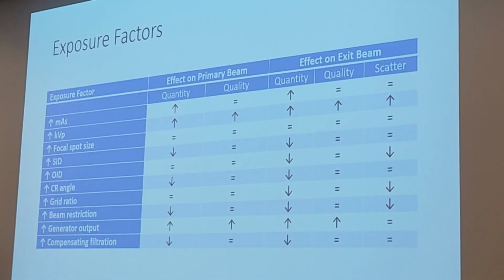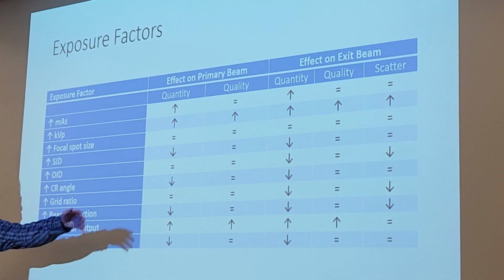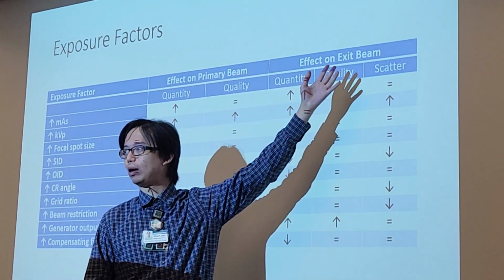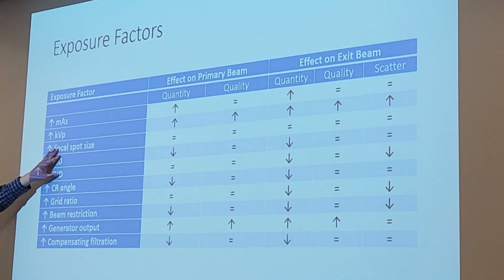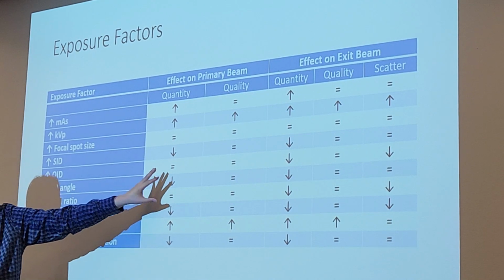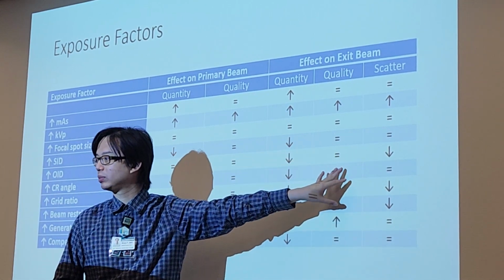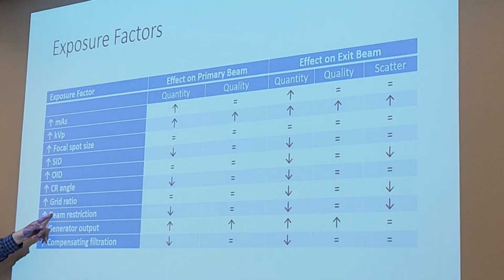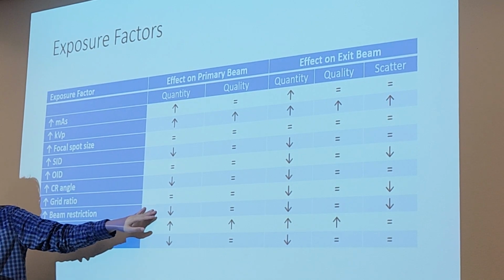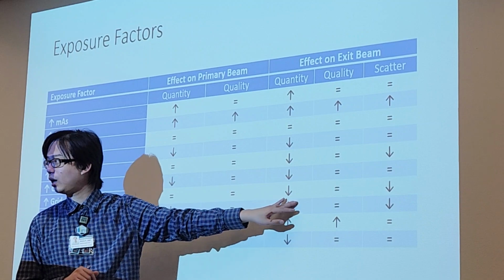And finally, we have 2 charts here. These charts are the exact same as the charts in the back of this chapter. So chart number 1, you have primary beam, you have remnant, your exit beam. And it tells you what effect each exposure factor has on the primary beam and the remnant beam. Notice, for example, that beam restriction is going to affect primary beam, it's going to affect exit beam.